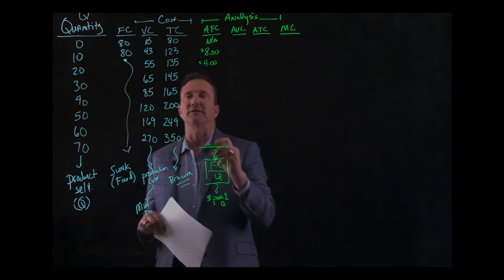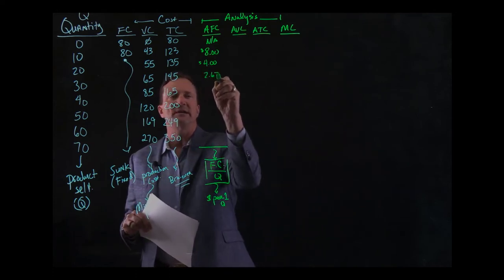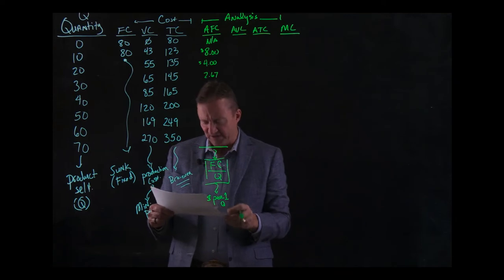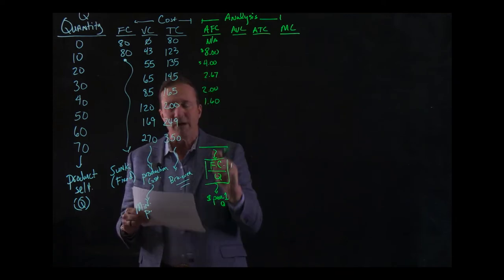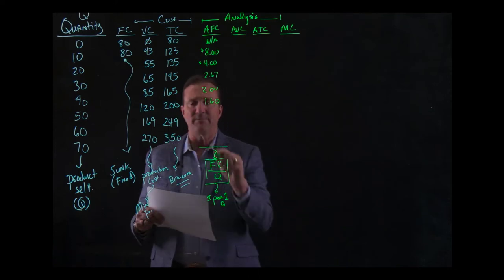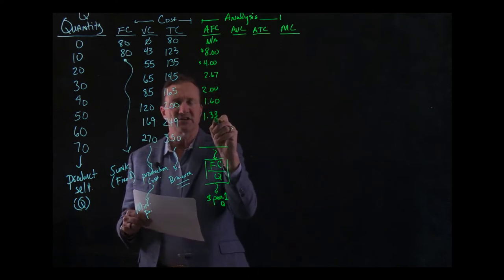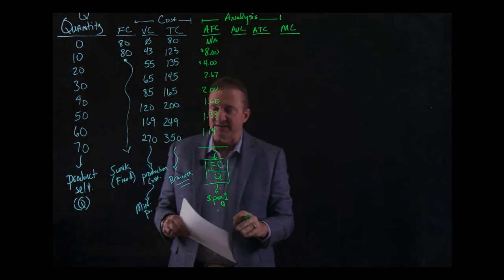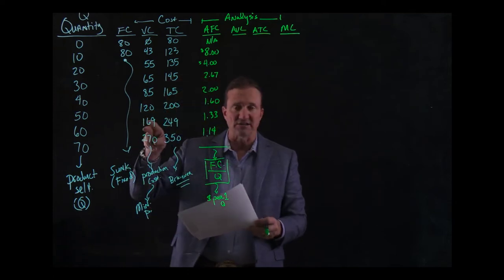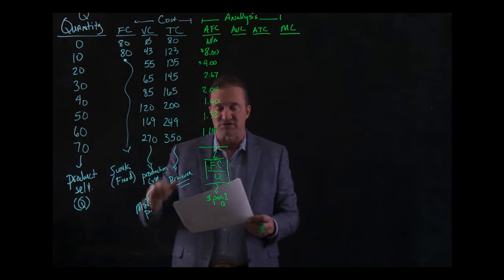Now as we go through the rest of these, you can imagine that fixed cost, or average fixed cost, starts to drop. And why would it start to drop? Because fixed cost is the same number divided by this same cost, but a growing number of production.